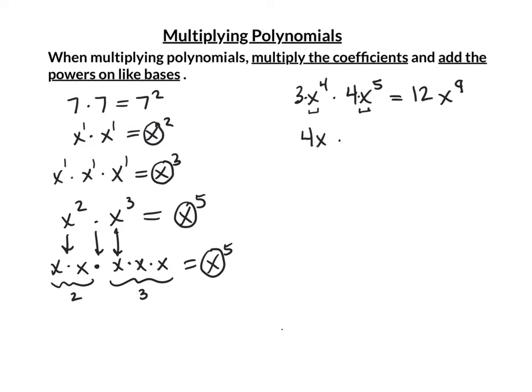4x times 6x cubed then would be 4 times 6, 24. Remember that x is x to the first, so this is x to the fourth. There are 4 x's multiplied there.